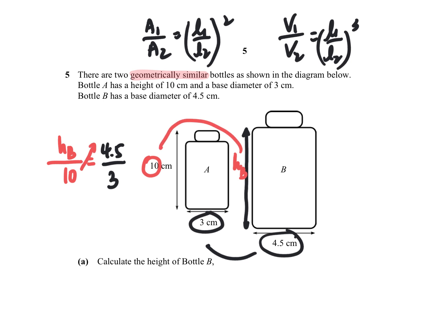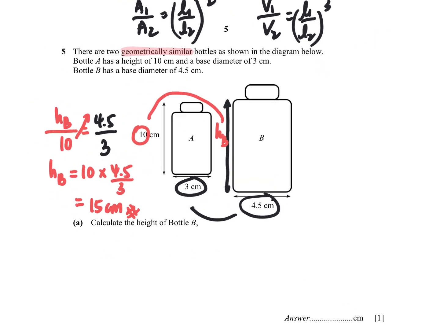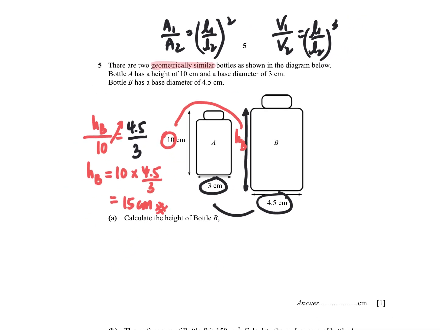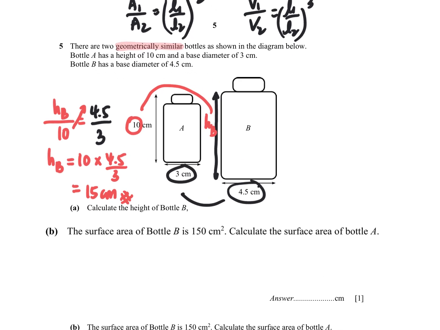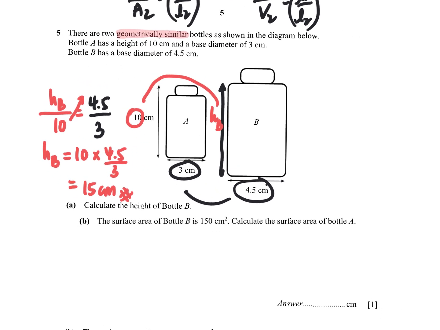So how do you solve it? You cross multiply. Okay, so you get 15 cm for the height of B. I hope by now you will see a pattern already. It's always a similar type of question, only the pattern changes. So once you start seeing that, then it's not difficult to score.